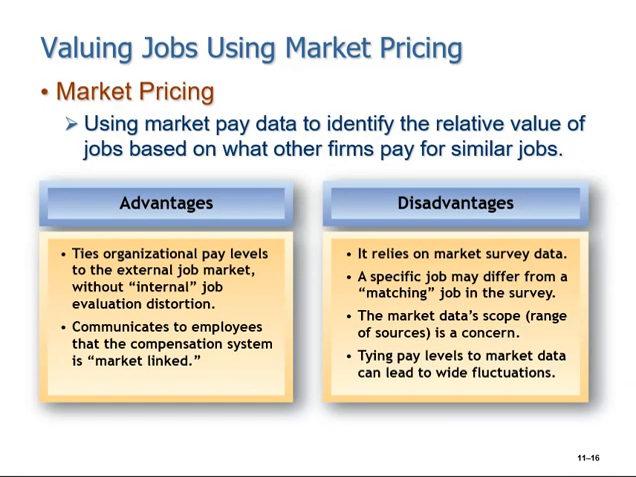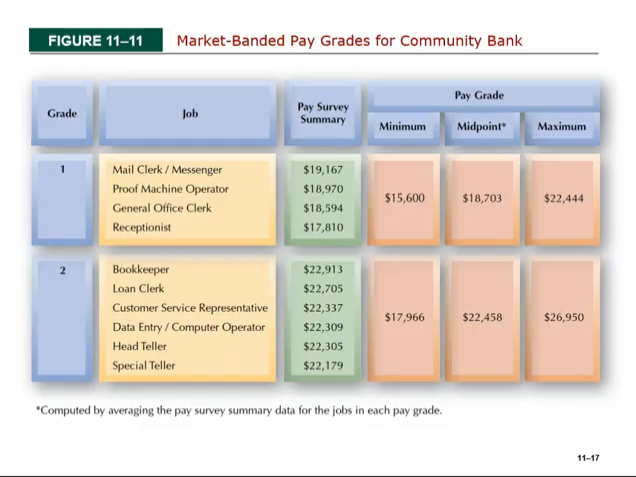Market pricing refers to using market pay data to identify the relative value of jobs based on what other firms are paying. So in this scenario, you're looking at what other companies are paying for similar jobs, and you'll base your pay compensation strategy off of that. There are advantages and disadvantages to that. For the sake of time, I'm not going to read through the advantages and disadvantages here on the slide, but I advise you to pause the lecture and read through them yourself. Make sure you're familiar with both of those.